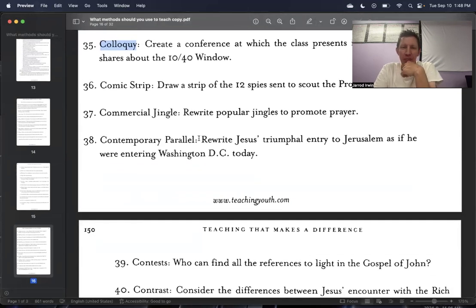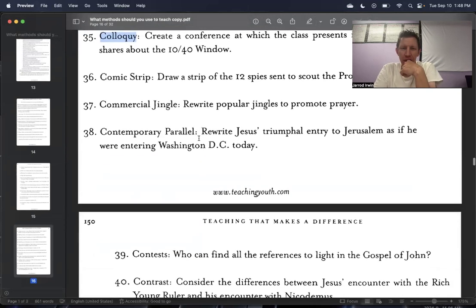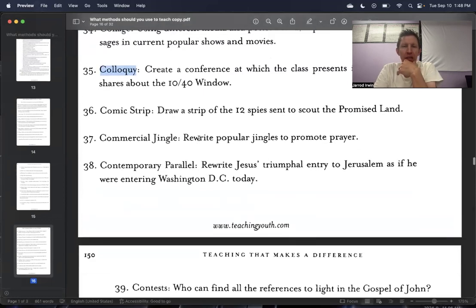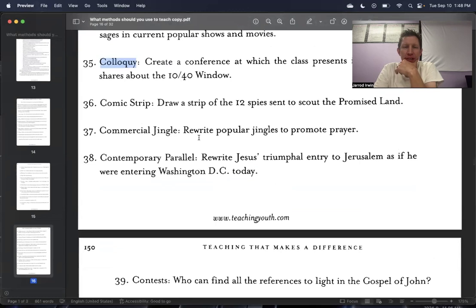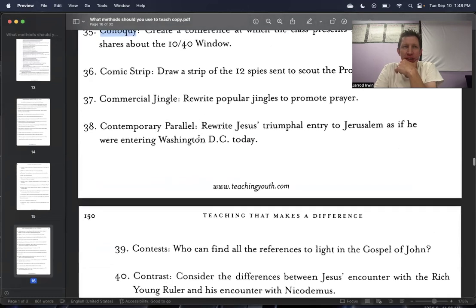Commercial jingle: rewrite popular jingles to promote prayer. We kind of already had that one, didn't we? I think he's sneaking in duplicates here.